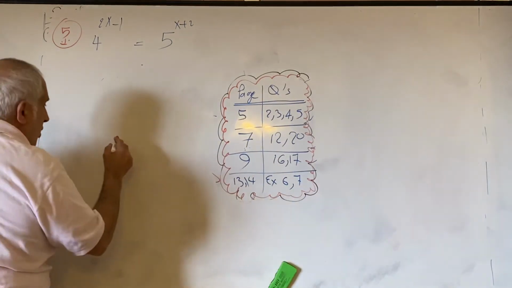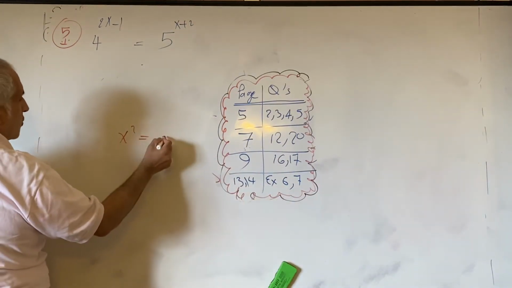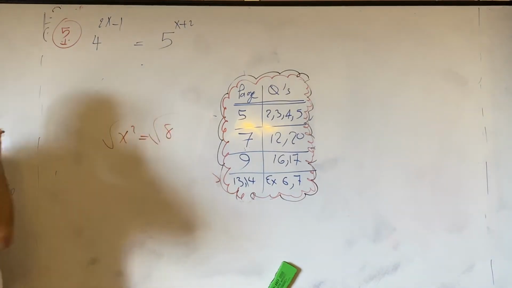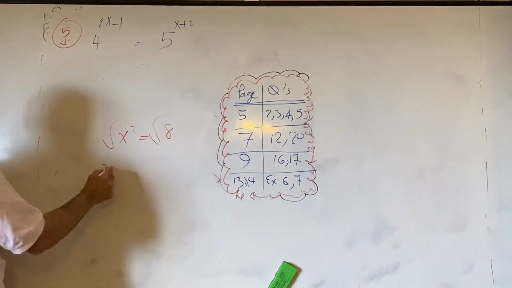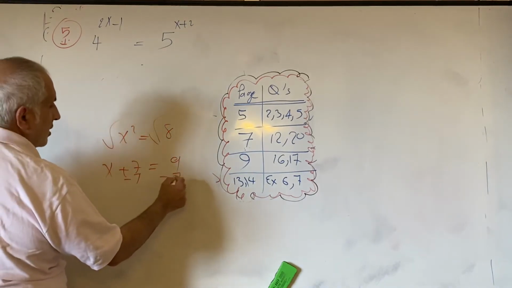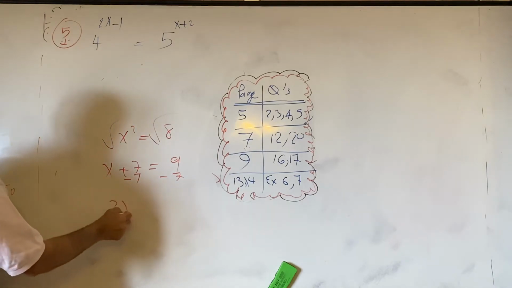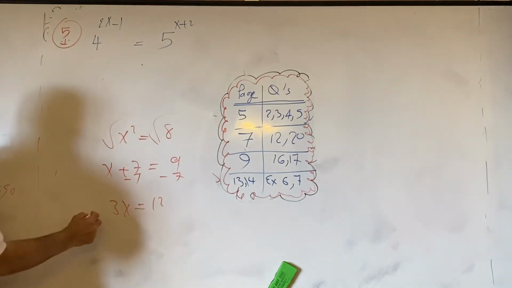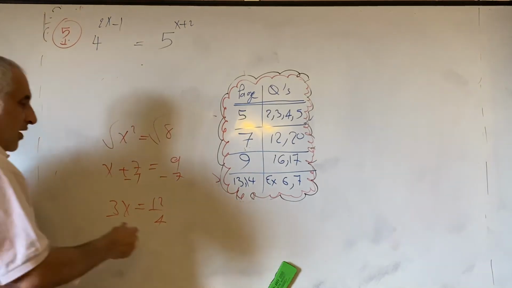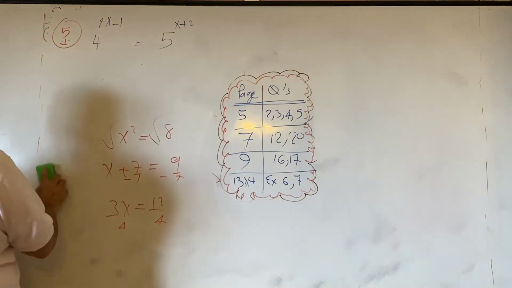Remember before when I used to tell you x squared equals 8. What do you do? You take square root of both sides. And if I tell you x plus 7 equals 9, what do you do? You subtract 7 like little kids. How about if I say 3x equals 12? What do you do? You divide both sides by 3. What happened this time if I simply apply that rule on that one?